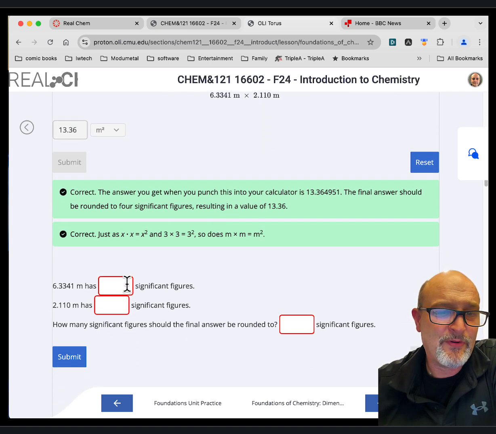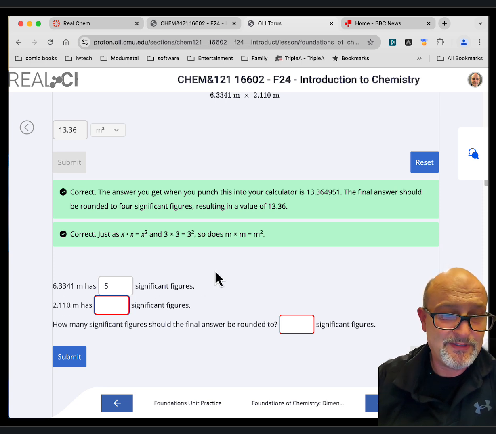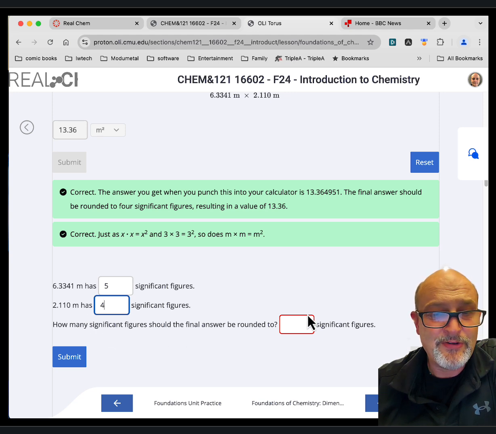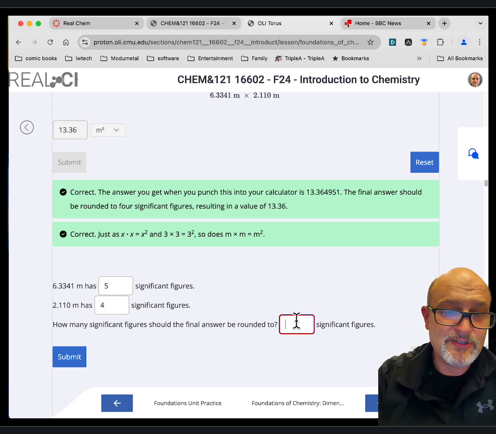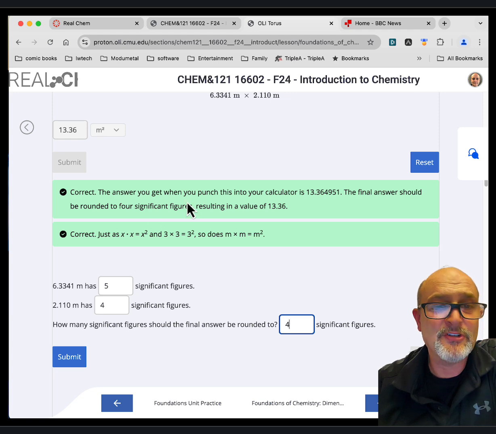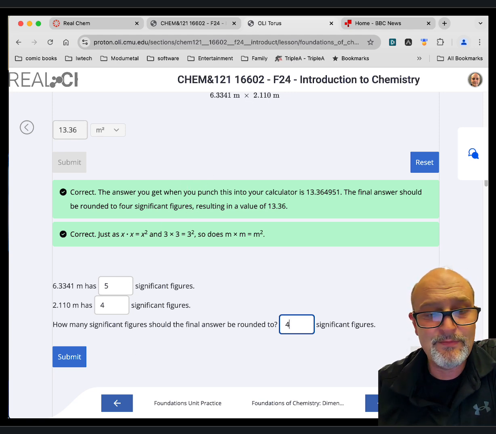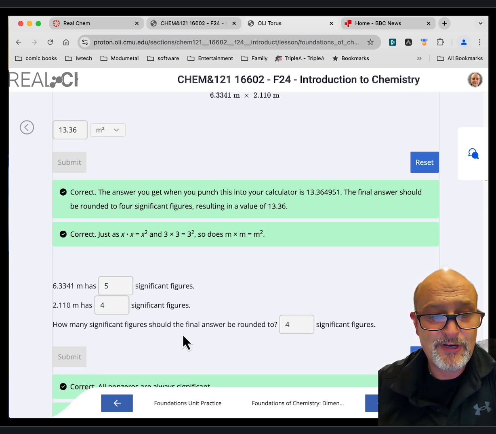It says, hey, 6.3341 has how many? And they're all integers, so every integer is always significant. So we're only worried about the zeros. 2.110 is the tricky one, because there's a 0 at the end, but you don't write a 0 at the end of something unless it is significant. So it's going to be 4. How many significant figures should the final answer be rounded to? And the answer is 4, because it's the term with the fewest significant figures for the multiplication operation. That wouldn't be true for addition or subtraction.